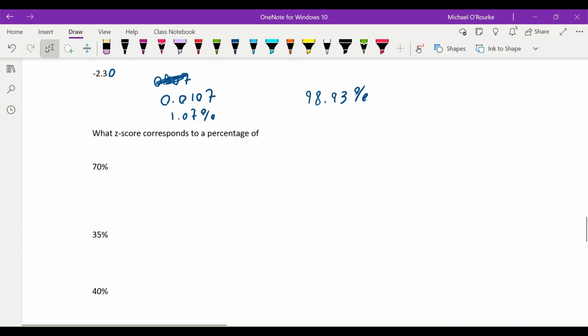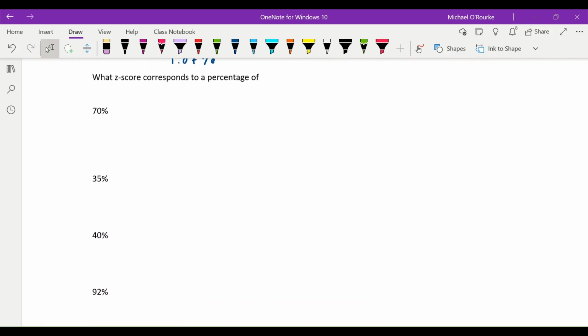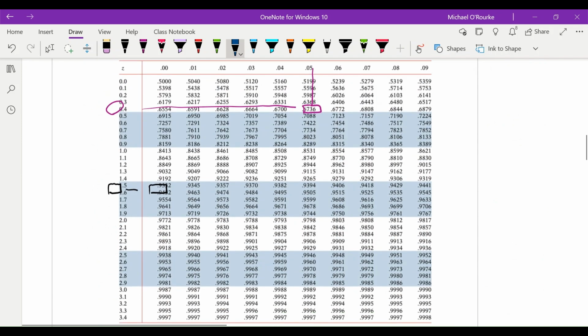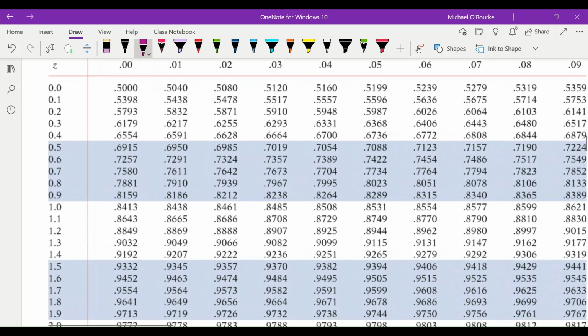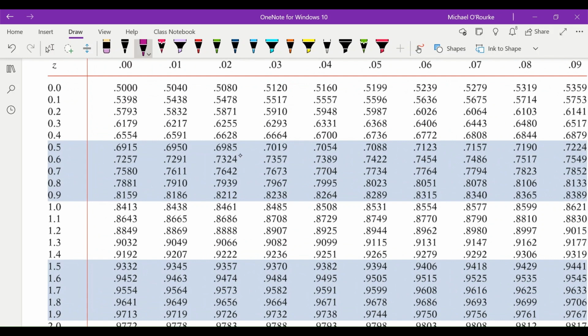Now, we could also look at what z-score corresponds to a percentage. So we're kind of going backwards here. So if I'm looking for a percentage of 70%, what z-score might correspond to that? I'm going to look in my chart here for as close as I can get to 0.700. Now the odds that I get exactly are probably very low, but I can see if I can get as close as possible. So if I zoom in here, these are my two numbers that are closest to 0.700.